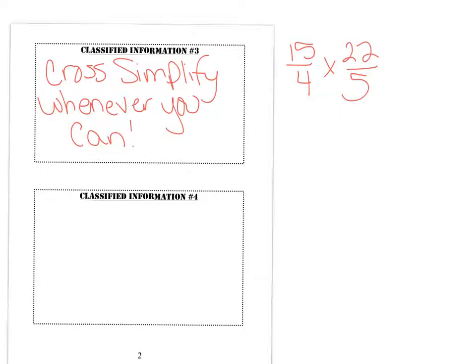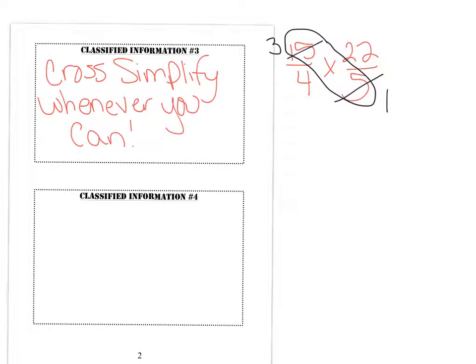Let's cross simplify. Remember, we look across the diagonals and we ask ourselves, is there a common factor? What goes into 5 and 15? Well, hopefully you've said 5. 5 goes into 5 one time. 5 goes into 15 3 times. You should cross out the old numbers so that you don't accidentally multiply them and keep your new numbers.